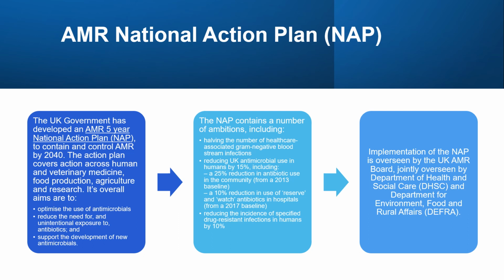So the National Action Plan contains a number of ambitions, and this includes halving the number of healthcare associated gram-negative bloodstream infections, reducing the UK antimicrobial use in humans by 15%, and this includes a 25% reduction in antimicrobial use in the community, and a 10% reduction in the use of reserve and watch antimicrobials in hospitals. And these are ones that are really put on hold as your last line antibiotics. And also reducing the incidence of specified drug-resistant infections in humans by 10%.